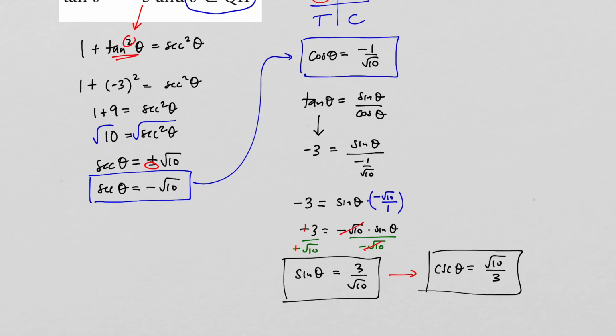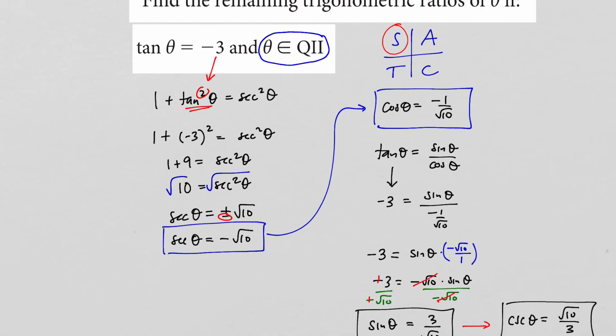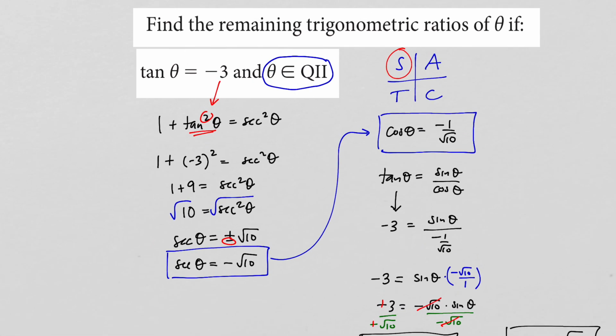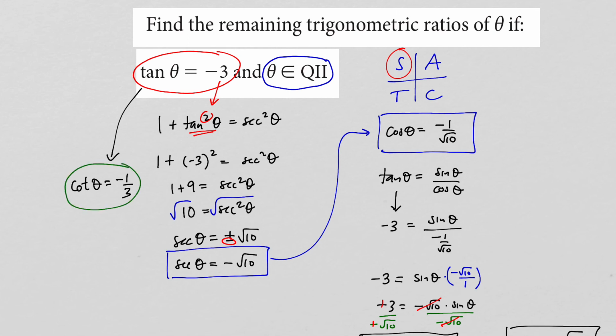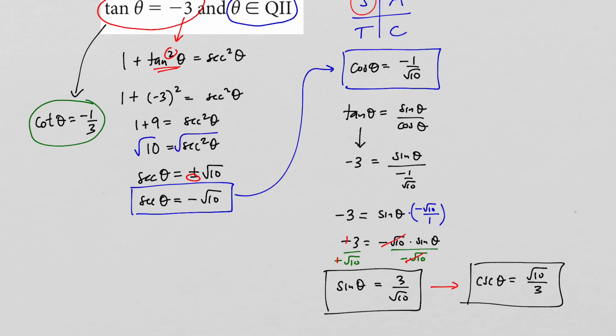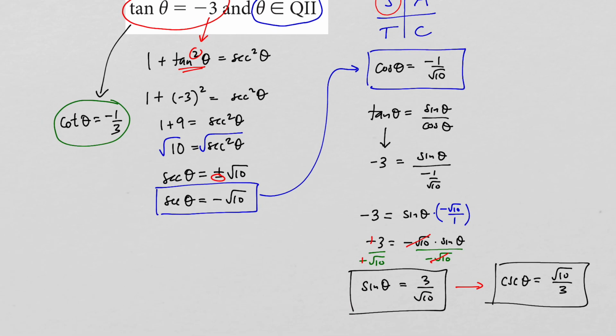And now I think we have all the trig functions except for one. So we have 4 of them here that you can see. Remember in the beginning we were told that tangent of theta is equal to -3. So from that we can get the last trig function, which is cotangent of theta, which is nothing more than the reciprocal of tangent. So that's going to be -1/3. So now we have all 6 of the trig functions.